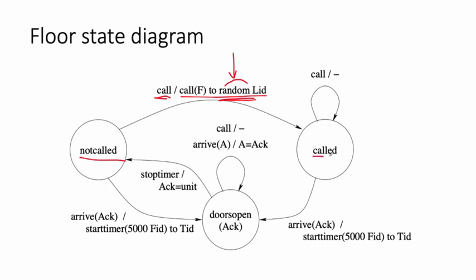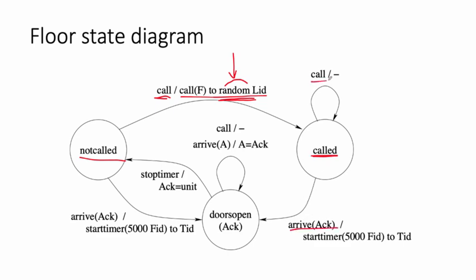Then I'm at the called state. So the called state is when someone is calling a lift and I'm waiting for a lift, basically. I'm waiting for the lift, okay? So what can happen in the called state? What messages can I receive here? Well, I can receive an arrive when the lift actually arrives.